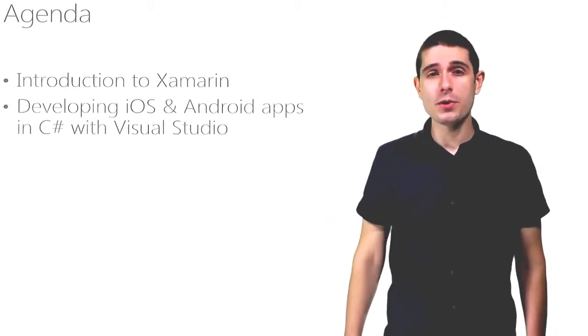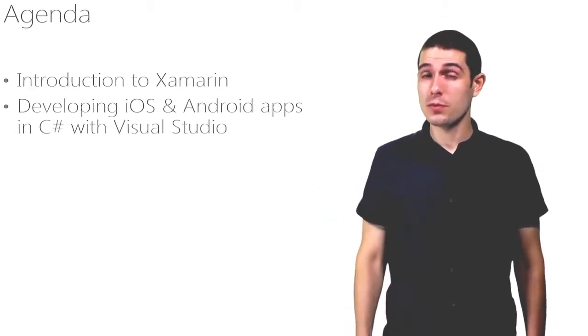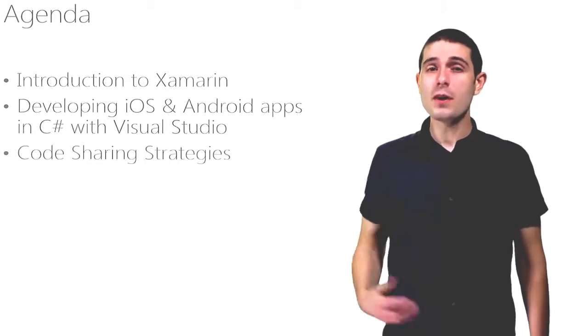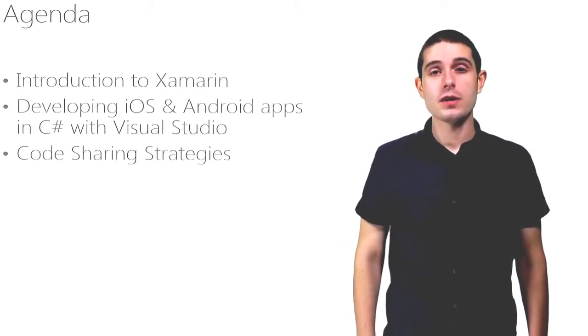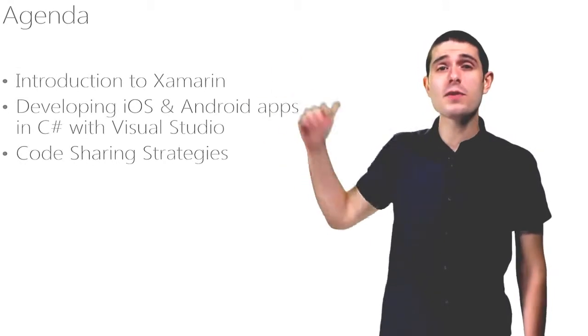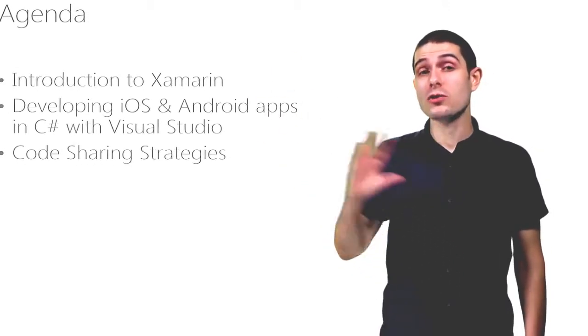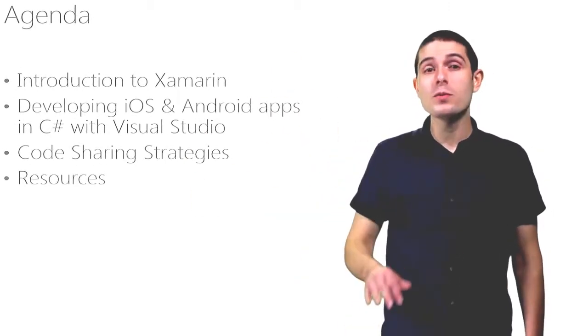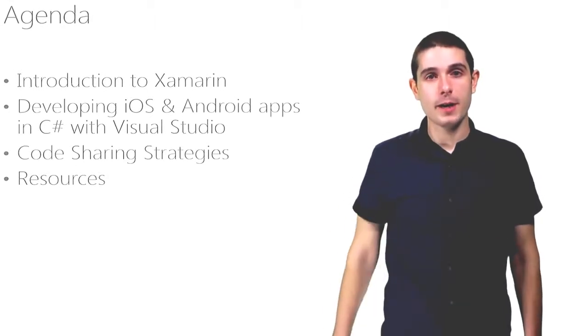We'll see just how to build those iOS and Android apps in C# with Visual Studio and Xamarin. And then we'll take a look at some code sharing strategies, how to leverage 50, 60, 70% or more code sharing across all projects. And then we'll see how to get up and running right now today.